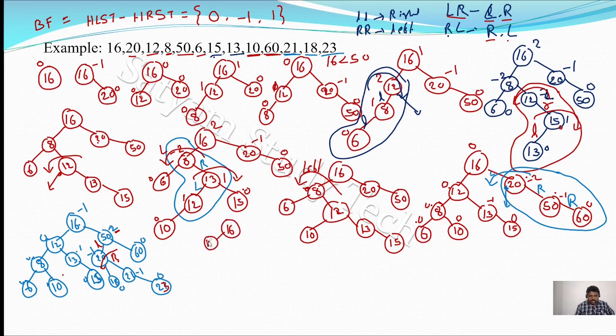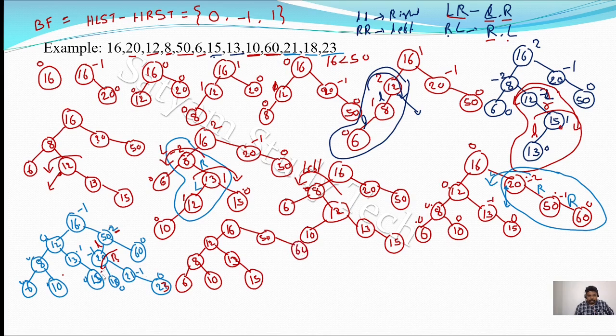Okay, left is unchanged, not affected. You can note down as it is 6. Here it is 10. Here it is 13 and 15. Here it is 13, right? You can see here it is 50, right is 60.